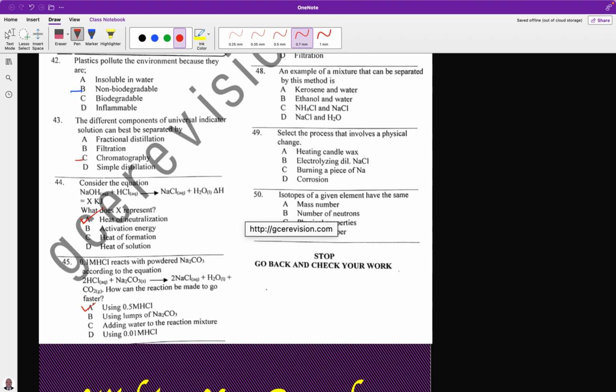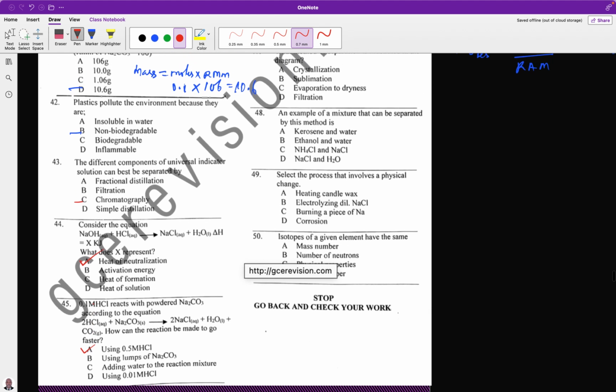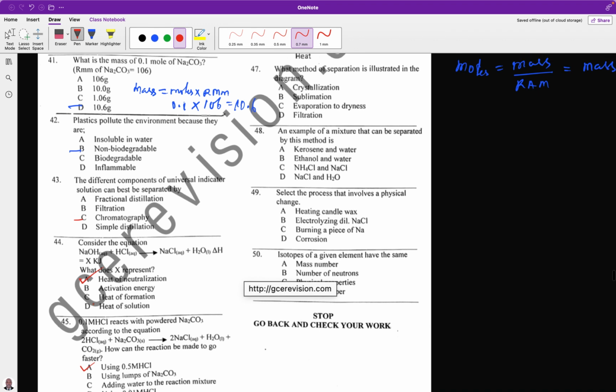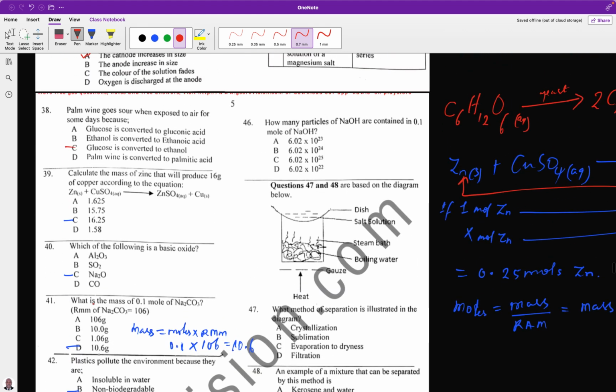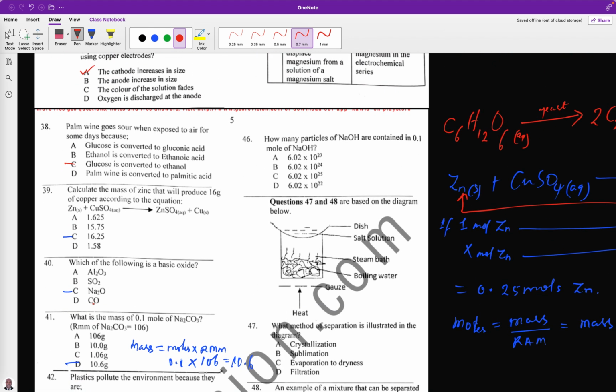Now, let's go to question number 46. How many particles of sodium hydroxide are contained in 0.1 mole of sodium hydroxide? We have been given the Avogadro constant, and we have been asked to calculate the number of particles. Remember that the Avogadro constant is the number of particles contained in 1 mole of a substance.